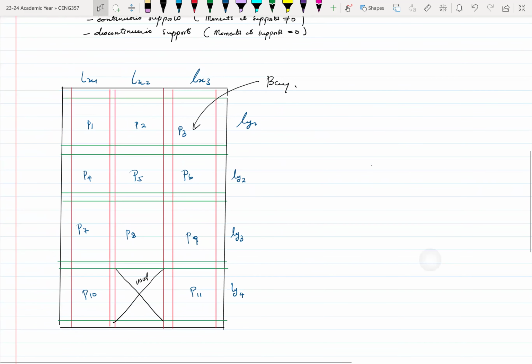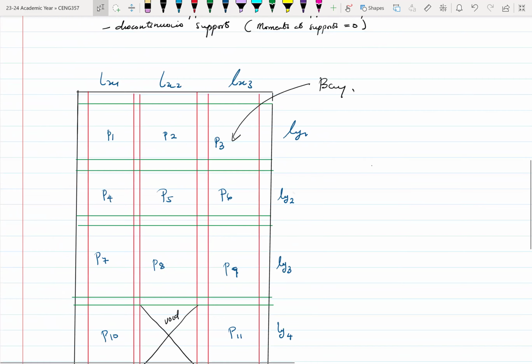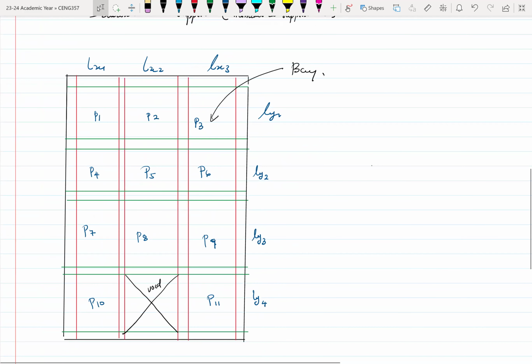Okay. So now if you look at P1, P2, P3, let me use this to color code those here, just to explain some concepts. So when it's yellow, at this support, we have a pin support. So this is a pin support. Then here, the beam is acting as a fixed support.